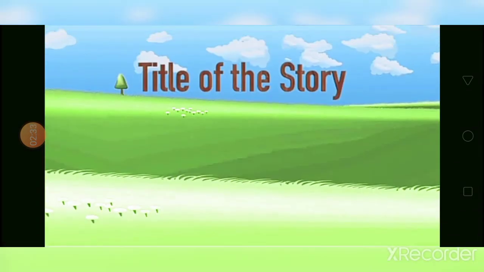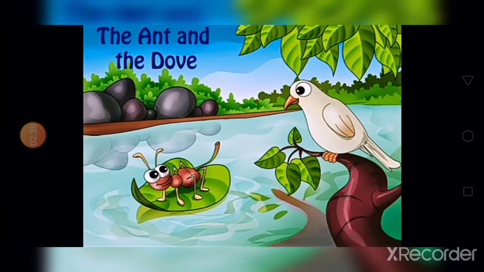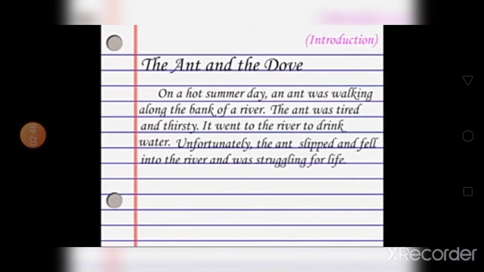First, we have to think about the title of the story. So let's see which title I have given here. The title is The Ant and the Dove. The story we have to write in 3 steps. First one is introduction, second one is body of the story, third one is end of the story.